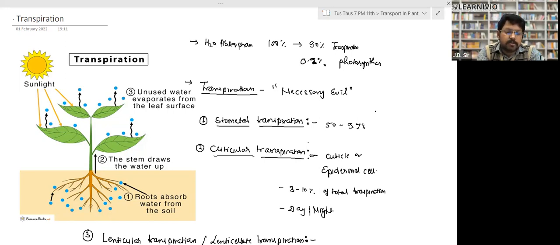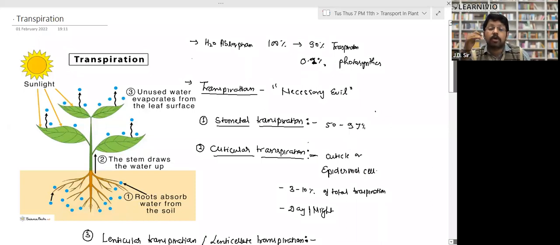And why does transpiration take place? Water is very valuable to the plant. Still, the plant loses 90% of its water. So of the water which the plant absorbs, out of 100%, they lose 90% in transpiration. Only 2.2% of the water is used in photosynthesis, right? So why, if they have hard earned water, do they lose 90% of it? Because they have to cool down their body.